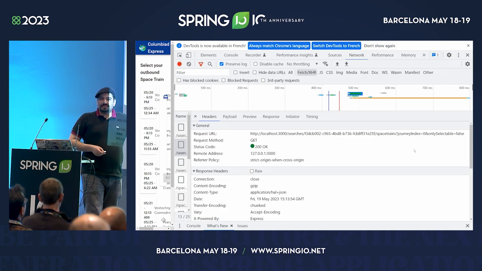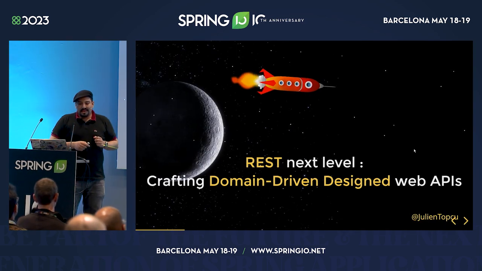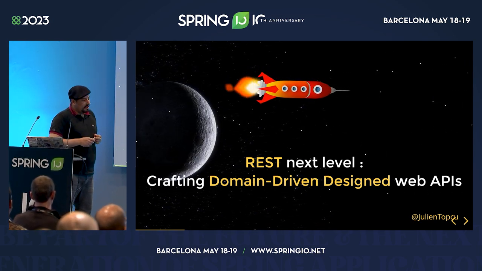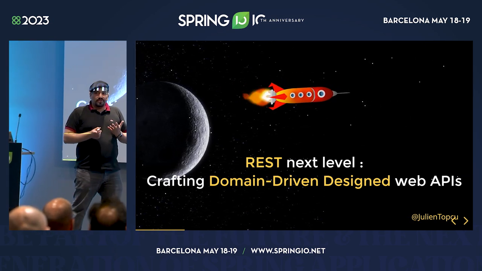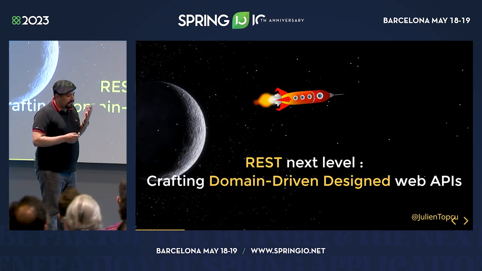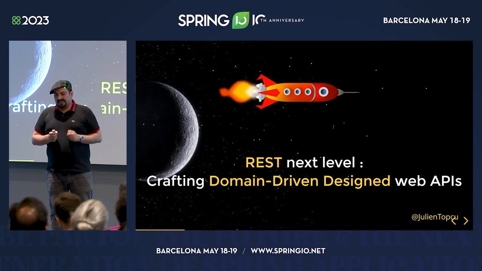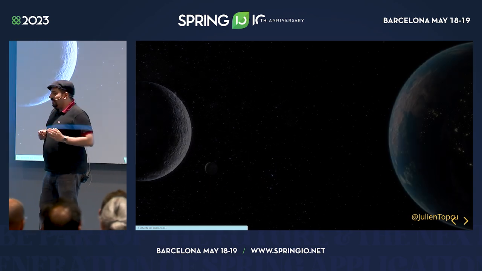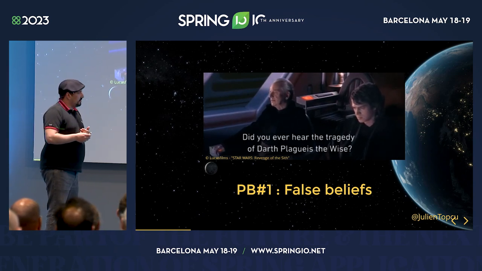You want to know how it works? Yes, okay. So let's see how we can craft domain-driven design web APIs using REST. You have to know that, in fact, we already have everything in REST to do such things, but we have some problems that are preventing us from doing so. Four problems exactly, according to me. The first problem is that we have false beliefs regarding REST. Let me explain that.